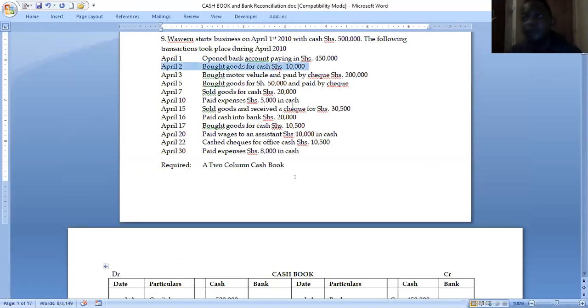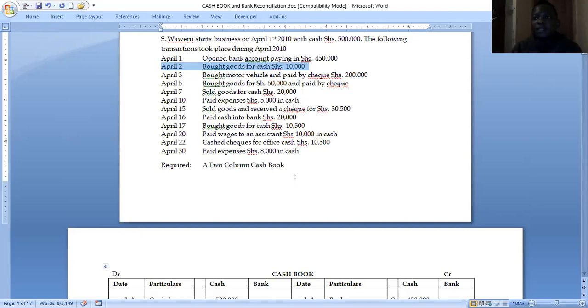Then we move on to the second transaction, bought goods for cash, 10,000 shillings. So in this case, which two accounts have been affected? We have purchases and cash account. What type of accounts are they? Purchases is an expense, cash is an asset. So in this case, expenses are increasing and cash is decreasing. Purchases is going up, cash is going down.